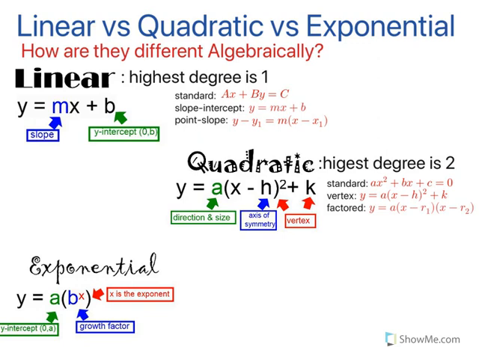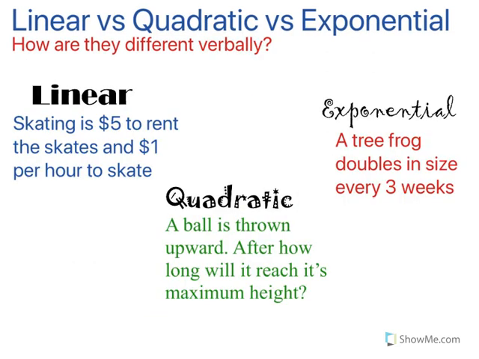And then for exponential, we have y equals a times b to the x, where a is our y-intercept, b is our growth factor, and x is the exponent. Our variable, or our unknown in this case, is our exponent.